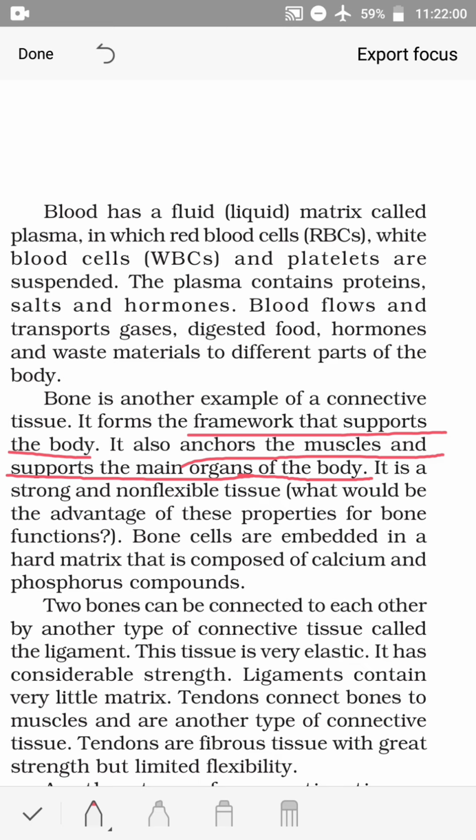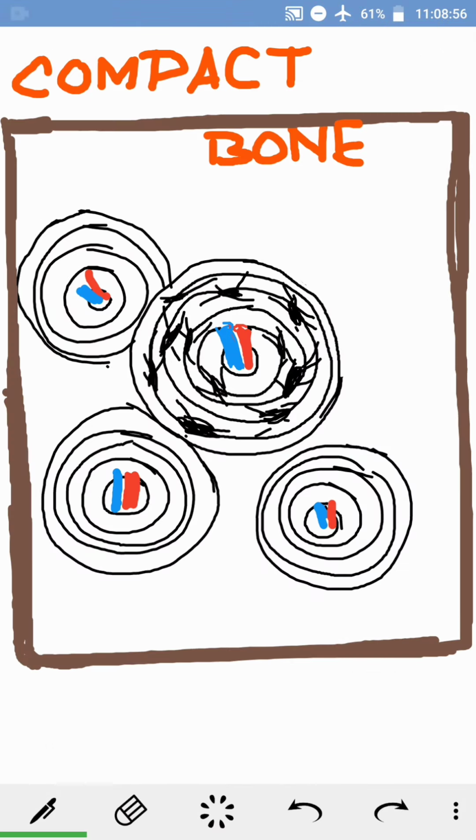It is a strong and non-flexible tissue. Bone cells are embedded in a hard matrix. This matrix is hard and it is composed of calcium and phosphorus compounds. Okay, compact bone. See, I have drawn some concentric rings. Actually, this is the matrix of the bone.